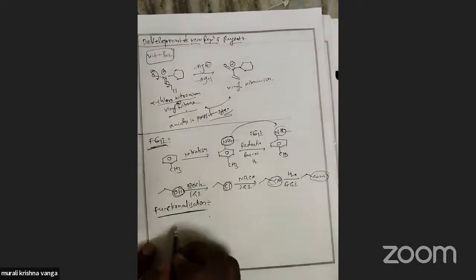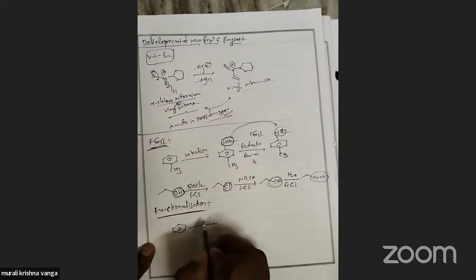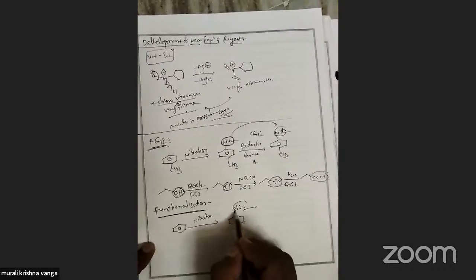Next one is functionalization. Functionalization means introducing a functional group. Introducing a functional group is called functionalization. Same here, I am taking benzene reacting with HNO3 and H2SO4. Nitration takes place, and a nitro functional group is introduced. This is called functionalization.